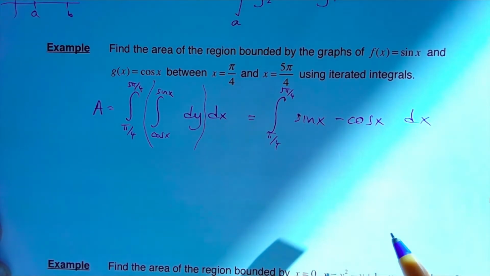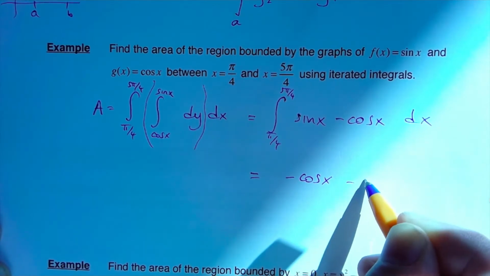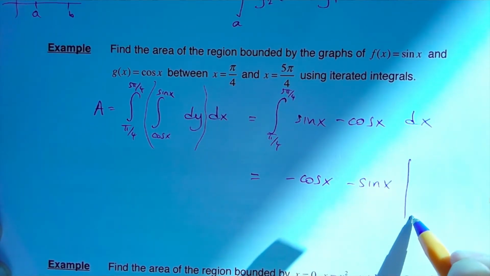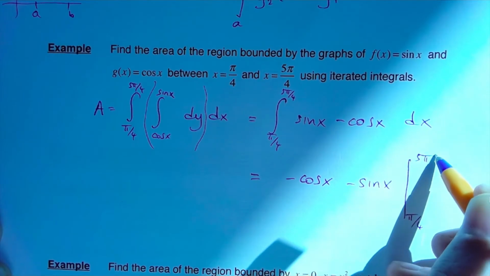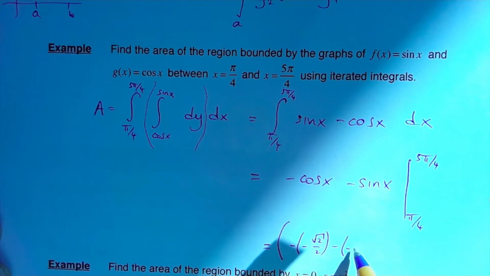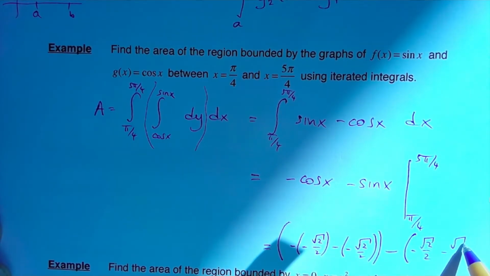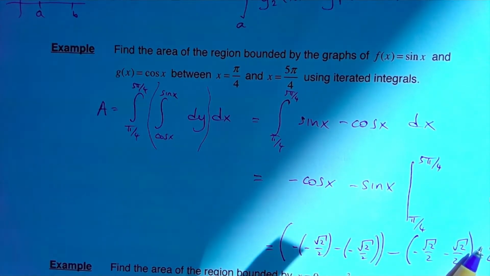And now if we integrate this, we get negative cosine x minus sine x from pi over 4 to 5 pi over 4. And if we substitute, it is negative root 2 over 2 minus negative root 2 over 2, minus negative root 2 over 2 minus root 2 over 2. And all of this is equal to 2 root 2. Let me just bring the blind down.